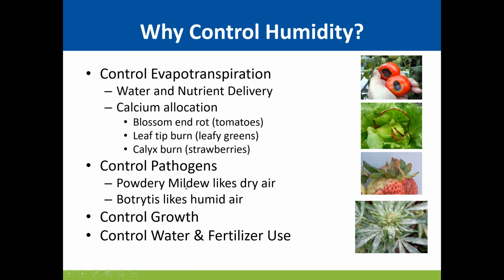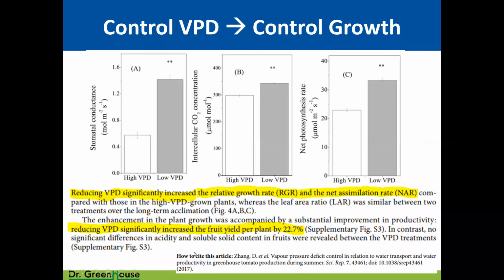Powdery mildew actually likes dry air. So for those of you in cannabis and hemp and other crops who are concerned about powdery mildew and are asking for drier and drier room conditions, you might actually be facilitating the growth and distribution of powdery mildew spores. Botrytis, on the other hand, does like it humid. So having a drier condition could help you to prevent botrytis. So finding that balance, right, is really critical to the health of your crop. And controlling humidity ultimately helps to control growth and control water and fertilizer use.